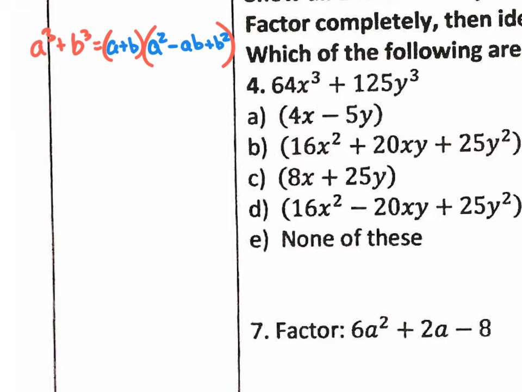So, can we look at number 4 and rewrite it as something cubed plus something cubed? In other words, what times itself 3 times will give us this entire 64x cubed?